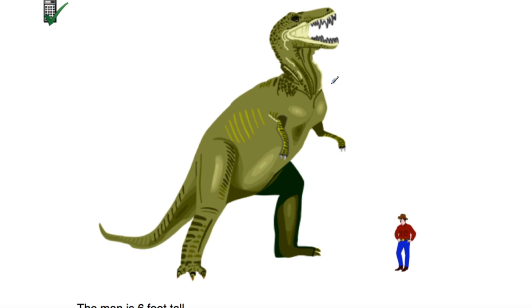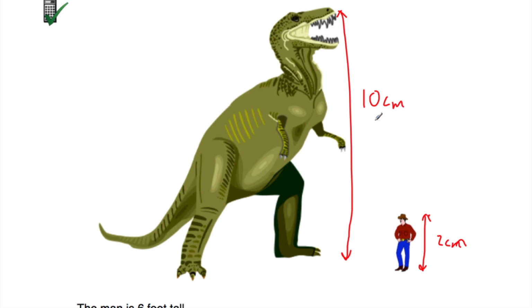So what I've done again is print out the piece of paper and look at the measurements. I measured the height of the man, and again I found his height to be 2 centimeters on the paper. When I measured the height of the dinosaur, I found it had a height of 10 centimeters. So if we divide the height of the dinosaur on the paper by the height of the man on the paper, 10 divided by 2, that'll tell us how many times larger the dinosaur is than the man.